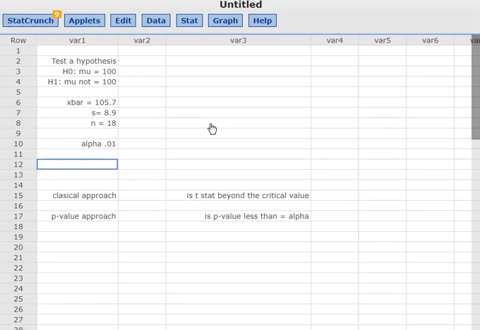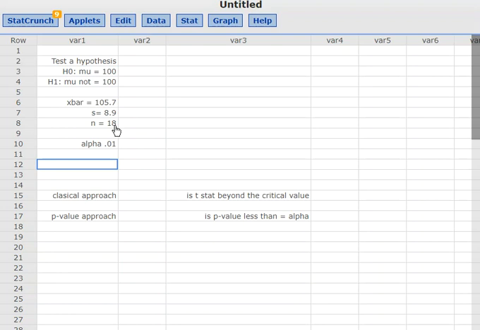In this particular example, I'm going to use StatCrunch to test a hypothesis of a mean. I'm given the null hypothesis that the mean is 100 and the alternative that it is not 100. I've run a sample and come up with an x-bar mean of 105.7, a sample standard deviation of 8.9, and n is equal to 18.